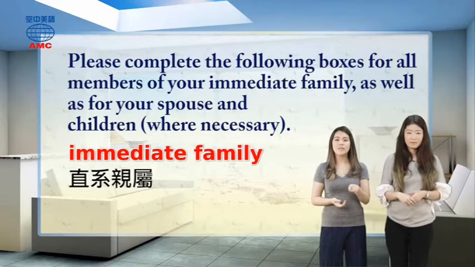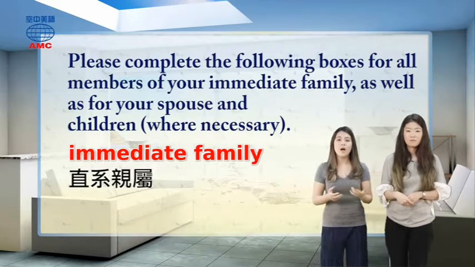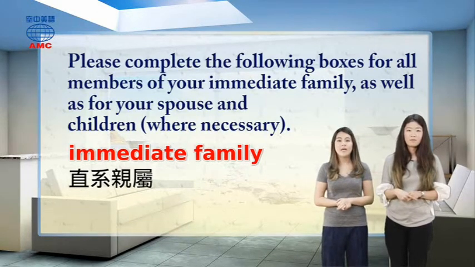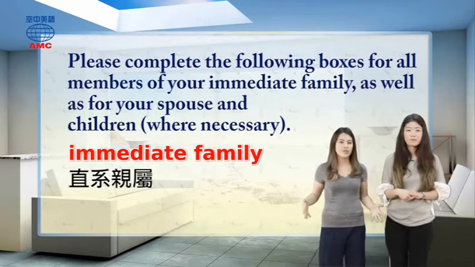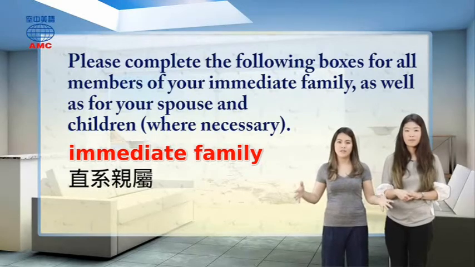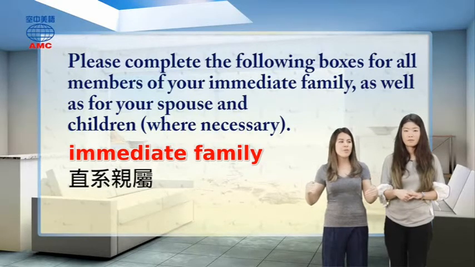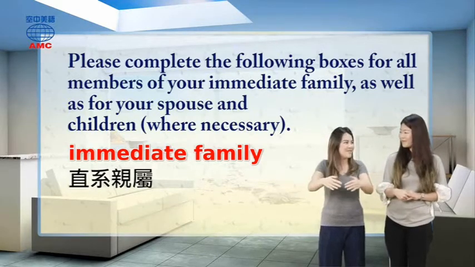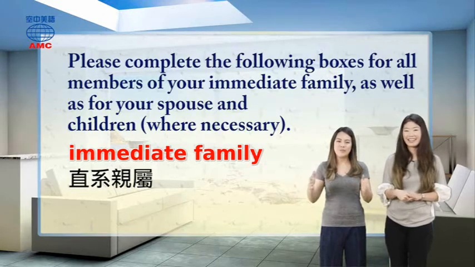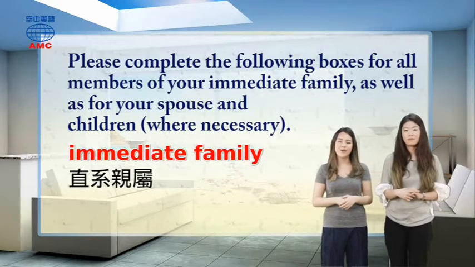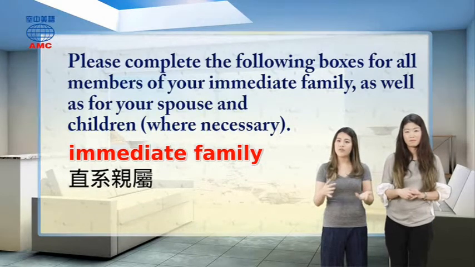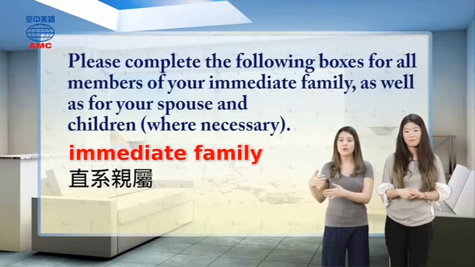It says, please complete the following boxes for all members of your immediate family, as well as for your spouse and children. So immediate family is just people around you, like your mom, dad, brother, and sister. Okay. If we talk about your relatives, like your cousins and your aunt, they're a little bit on the outside of your family circle. So immediate family is people that you contact or you talk to on a daily basis. Okay, so this would be like your mom, your dad, could be your grandma, grandpa, and your brothers and sisters. And if you're married, of course, your spouse.